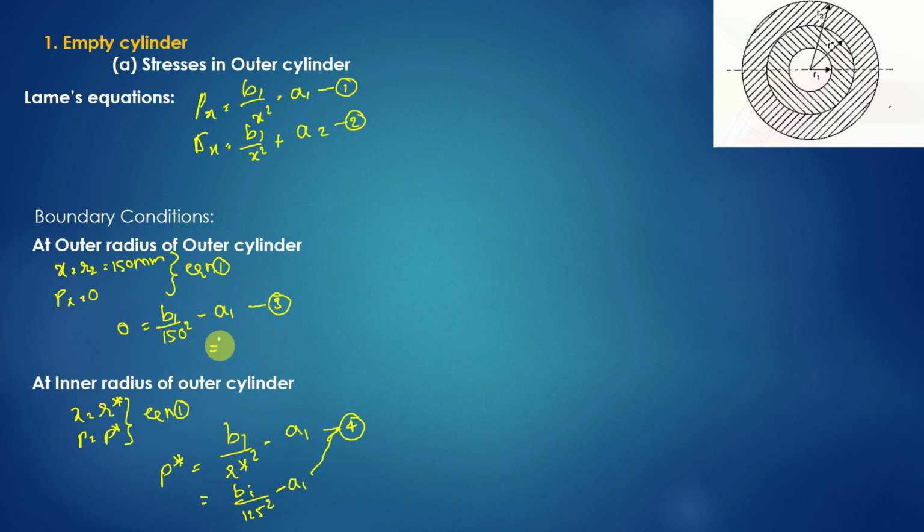So now from equation 3 I can write a1 is equal to b1 by 150 square. Now this value will be substituted here and p star is 8, as given in the question. Now the only unknown value is b1. You can easily find it out.